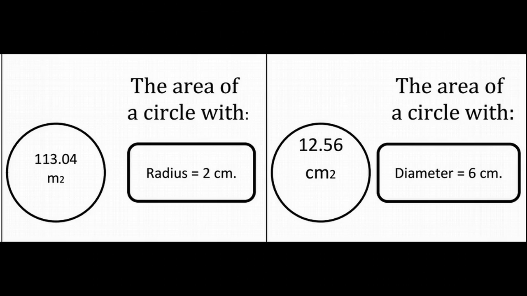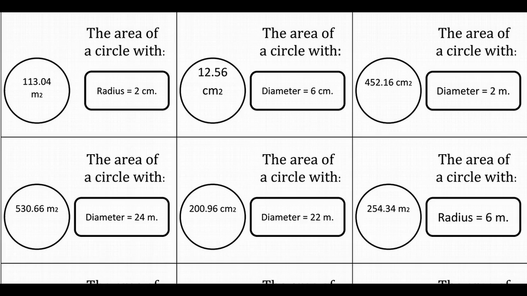Then they would lay the domino with the answer of 12.56 centimeters squared next to the first domino, and just keep going until they got to the last domino, whose answer should match the question on the first domino. And again, a complete set of dominoes is available online in our session.